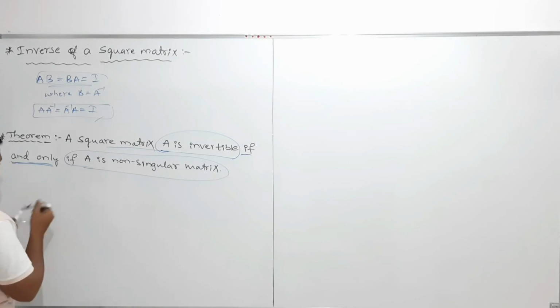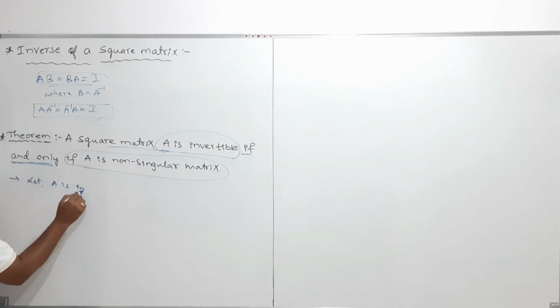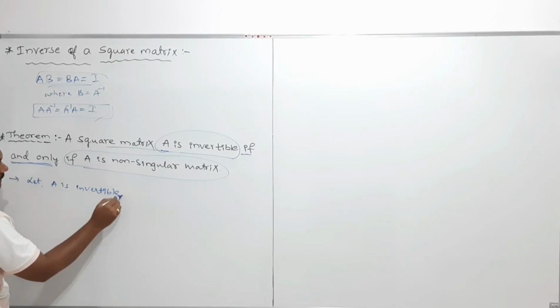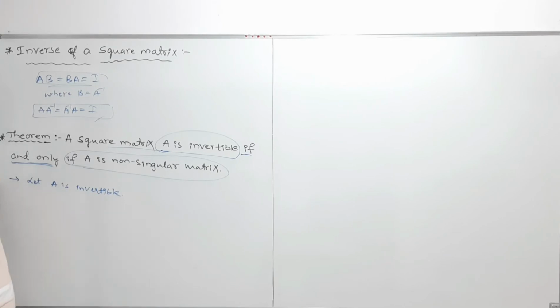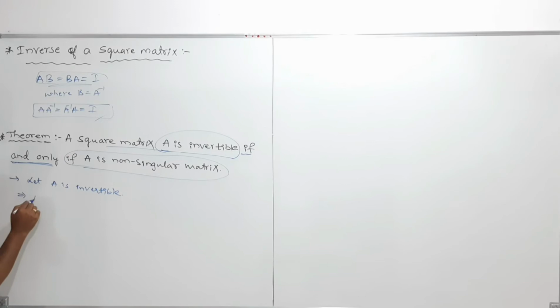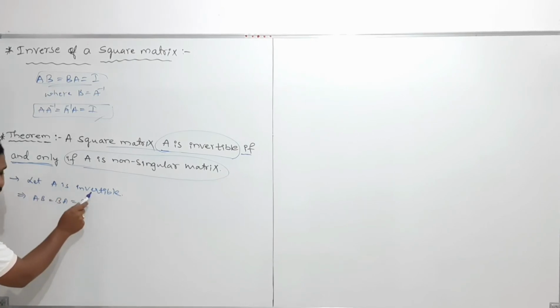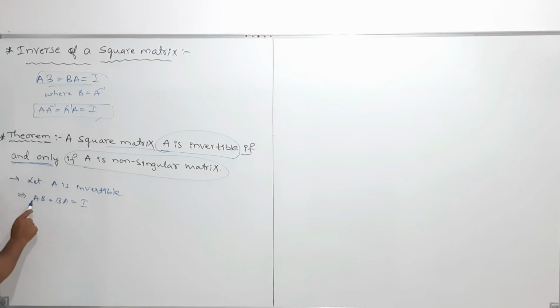Clear? So for this reason, first I will consider. Let us consider A is invertible. If A is invertible, according to our definition, there exists a matrix B such that AB is equal to BA is equal to I. So if A is invertible, there exists another matrix B such that AB = BA = I. Like this I can write.